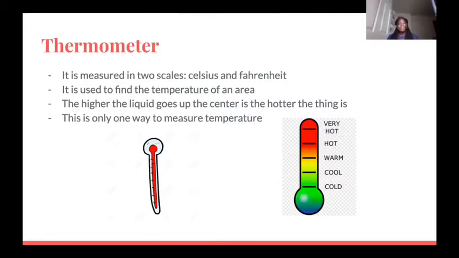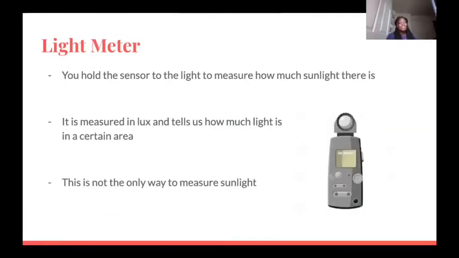The next tool is a light meter. Think about what a light meter might be used for. Okay. A light meter is used to measure how much sunlight there is in a certain area. It is measured in lux. This is not the only way to measure sunlight. The next tool is sight. How might sight be used when thinking about biotic and abiotic things?